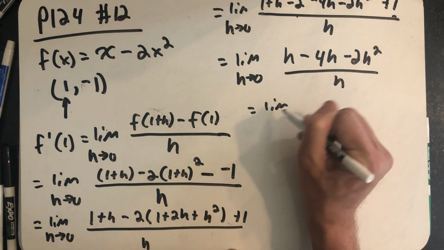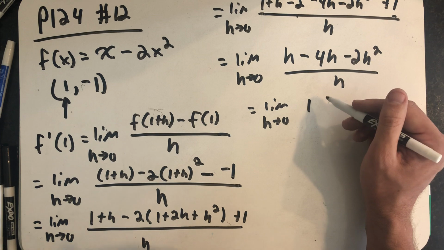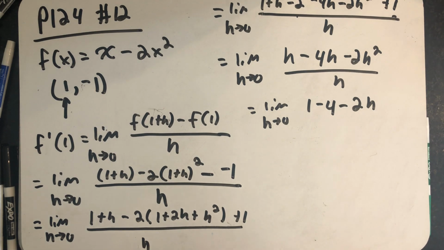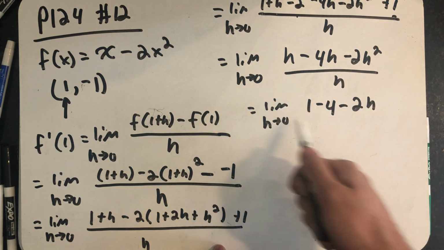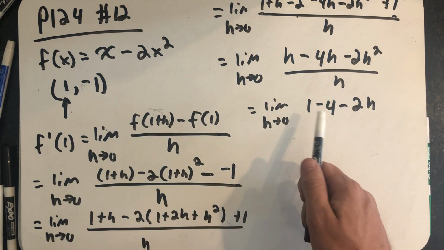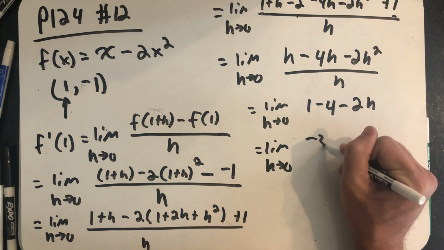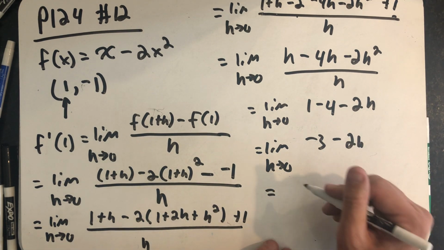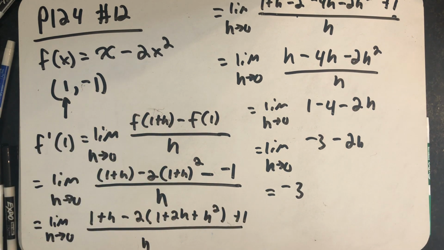I could imagine factoring an h out of the top and canceling the h on the bottom. Reducing all of the powers of h by 1, I now have this statement. And I realized that if I went all the way back to right here, I had some like terms I could have combined, but I didn't catch that. That's okay. I still have the like terms: 1 minus 4 is minus 3, minus 2h, but if h goes to 0, so does 2h. Leaving me with f prime of 1 being minus 3. All right, so minus 3 is my slope.